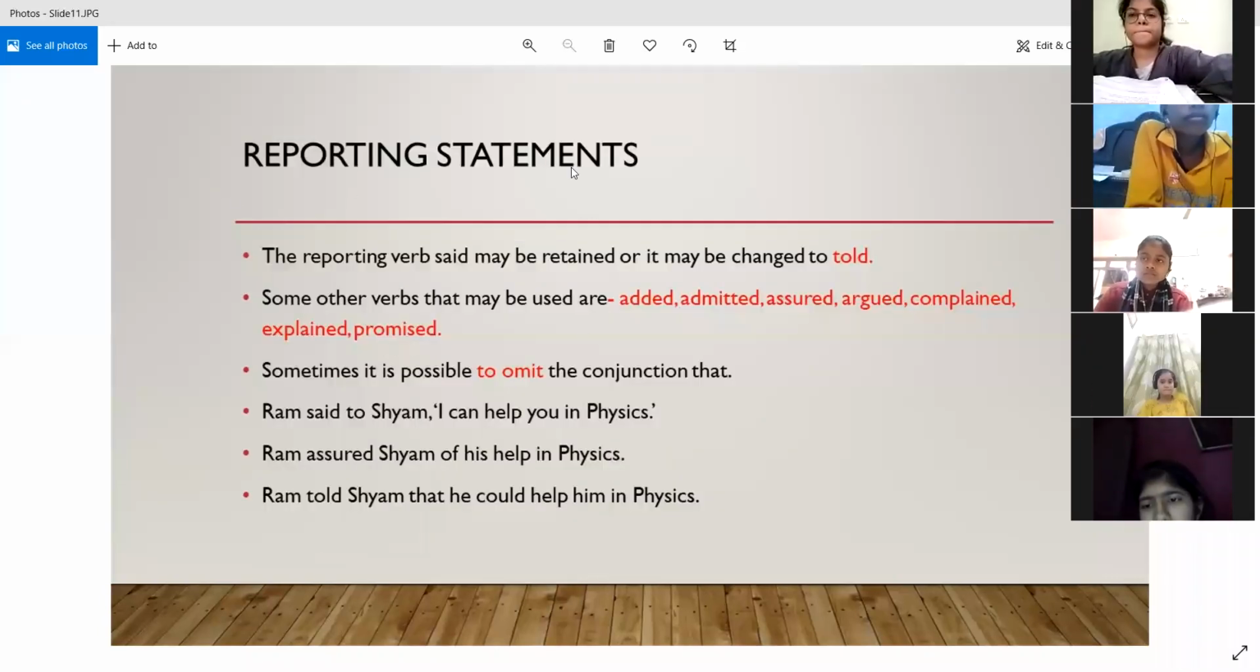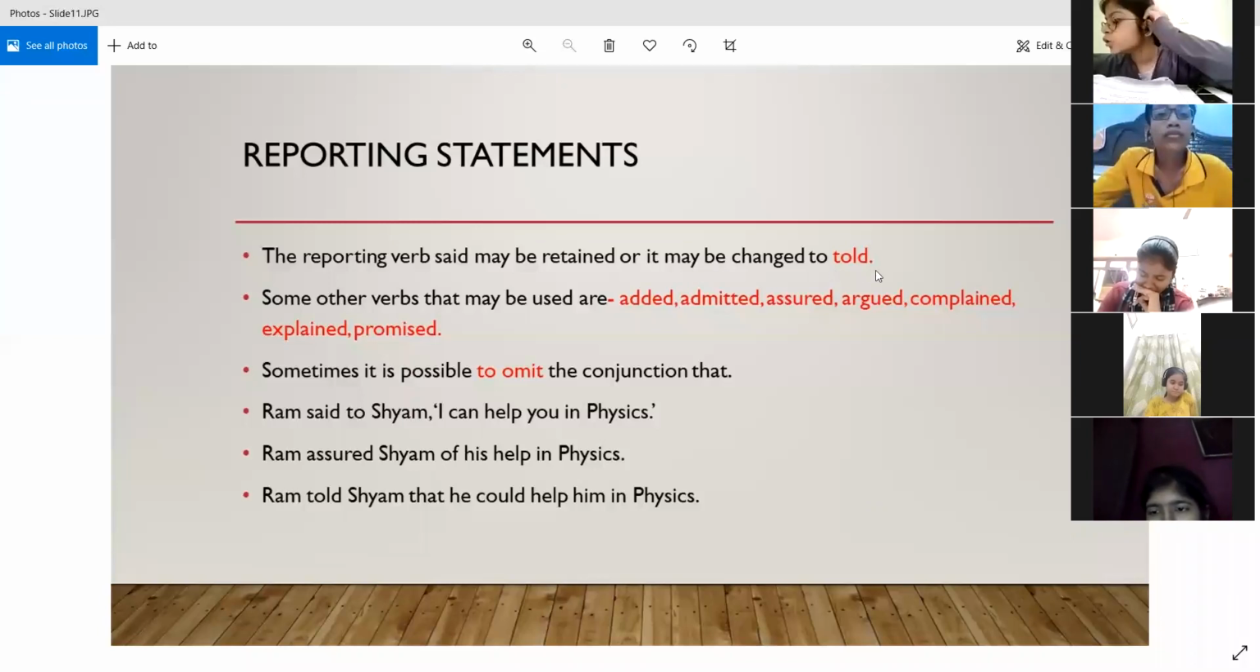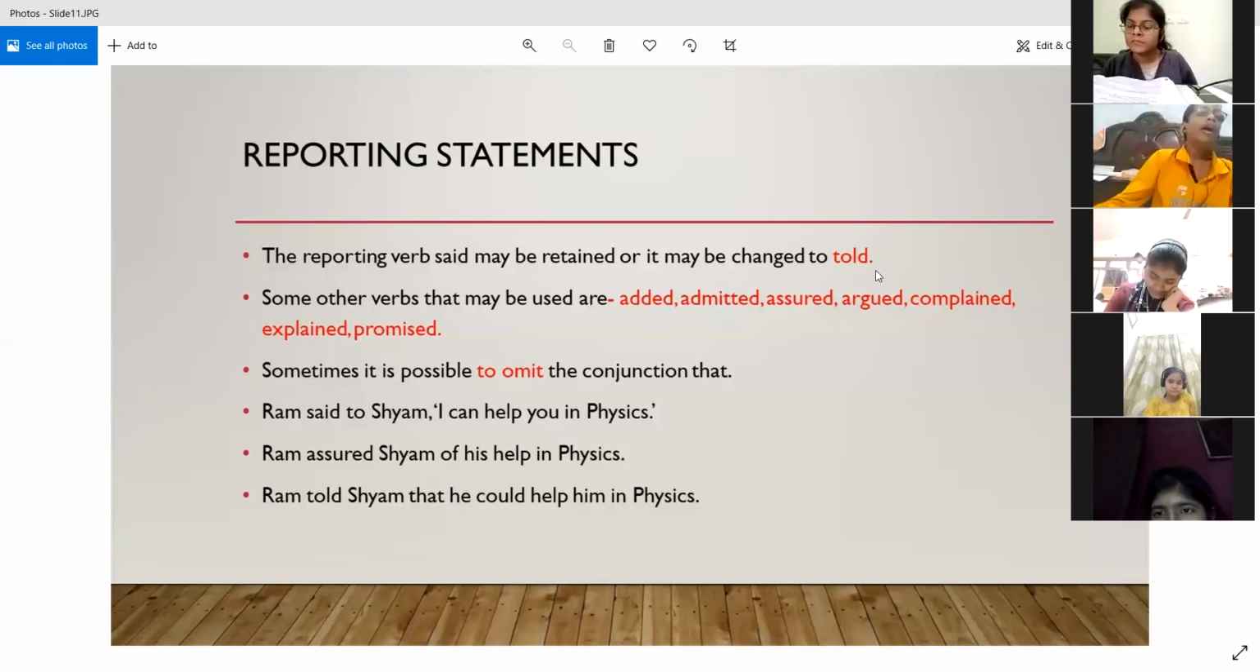Okay. So while reporting the statement, the reporting verb said may be retained or it may be changed into told, right? So we can also use told sometimes, or we can even keep it as said only when we change a direct speech into an indirect one. So there is no hard and fast rule that you have to change or you do not have to change. Sometimes it can be changed, or if you want to keep it as said, then you can do that.